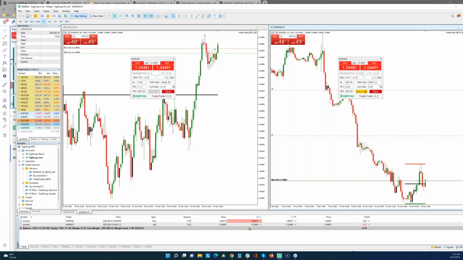There we go. You see how that moved positive? Instantaneously, we sold half and we're at break even. I can't lose money on this position anymore.